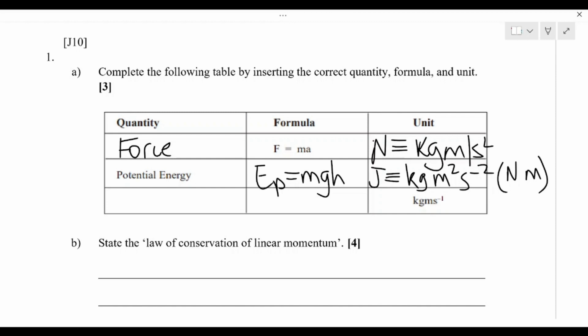In the last row, we're given the unit kilogram meters per second. This is the unit of momentum, which is calculated by multiplying mass and velocity. And just like that, 3 marks.